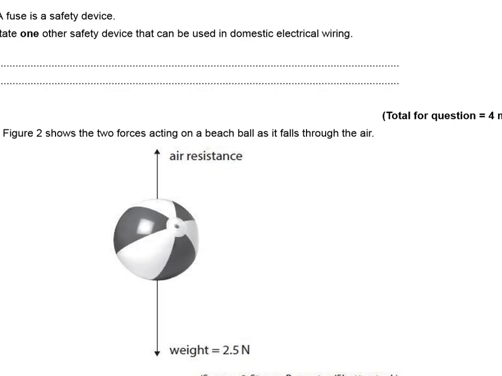Now what can we do to add a safety precaution? Again, we can use the earth wire or the earth pin in this case. That's one. I'll give you a second one just in case you're not quite sure. I'll say insulation. Cables and plugs have insulation around them.